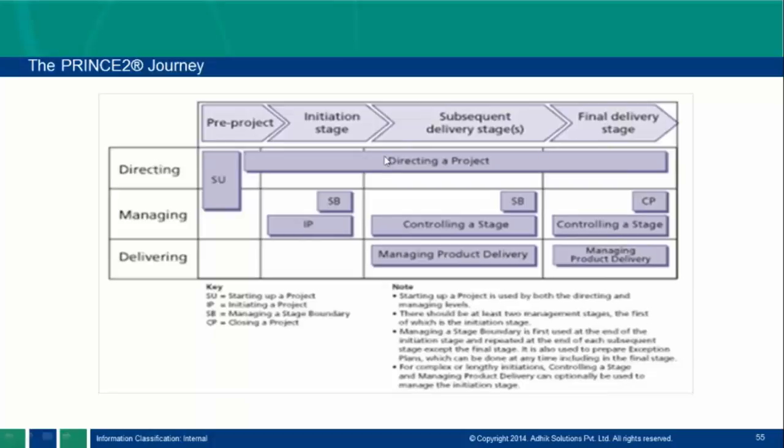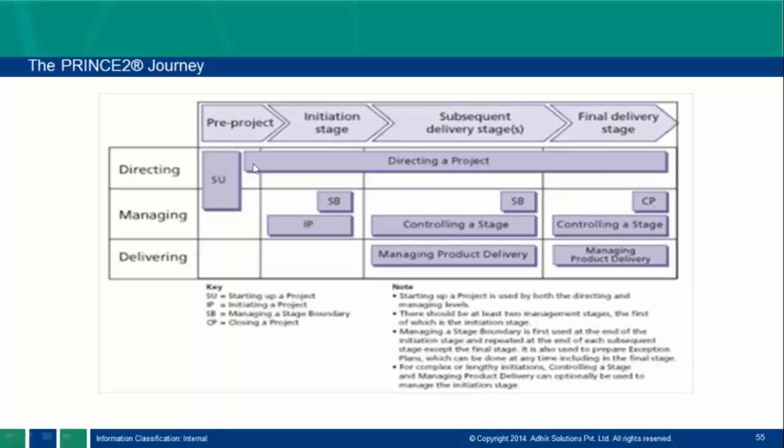Now you can see here, these are my processes. Startup, I told you, is my first. In the startup process, we will get the mandate of the project. Once we get the mandate, you can see the directing process starting from here. I need direction from pre-project to closure. You can see this line, that is like a parallel activity. Every time we need directions.